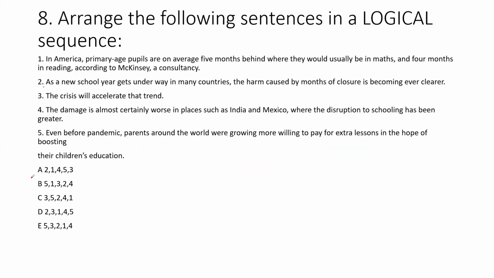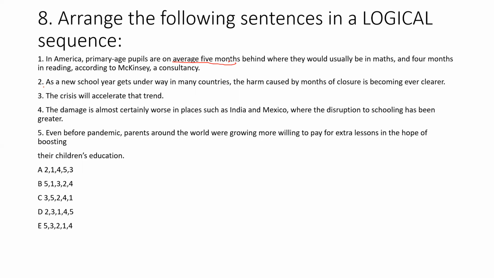Again, this is a parajumble, and we should refer back to the question first, and then we should try making the pairs. Sentence 1. In America, primary age pupils are on average 5 months behind where they would usually be in maths and 4 months in reading, according to McKinsey and Consultancy. So these pupils are on average 5 months behind.